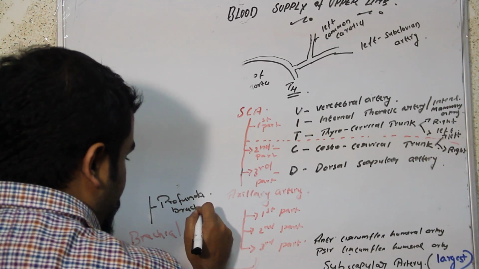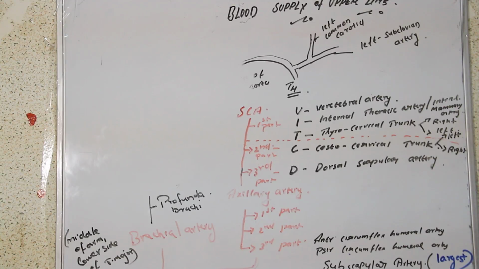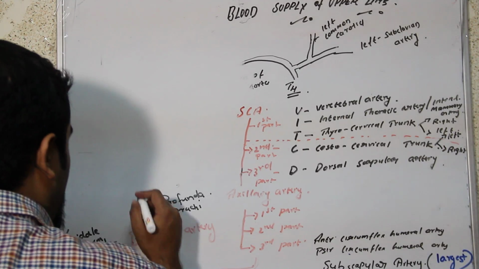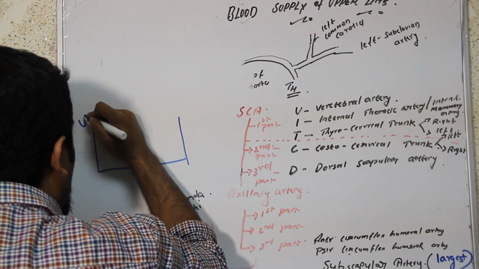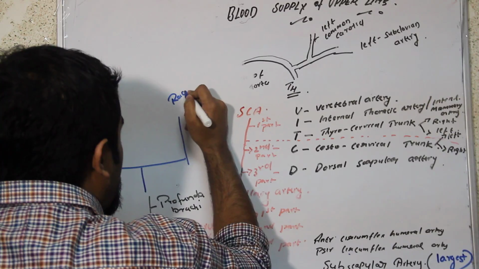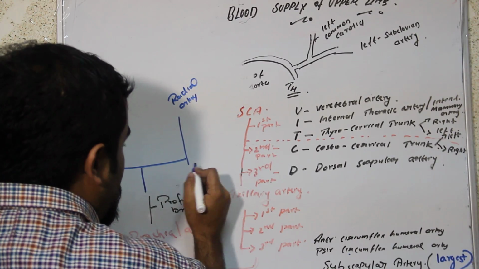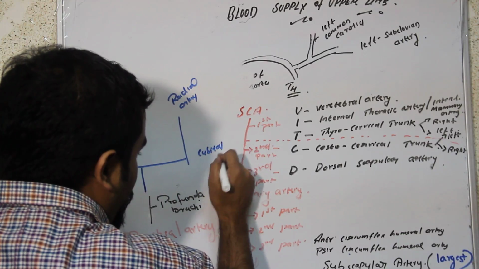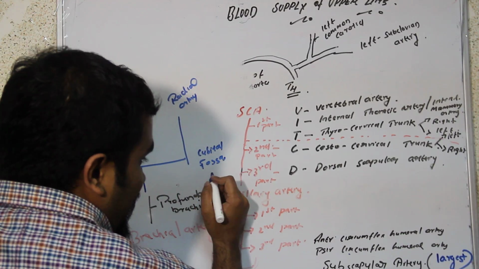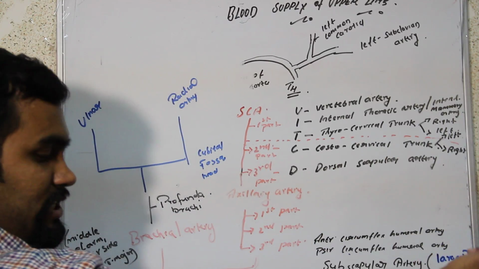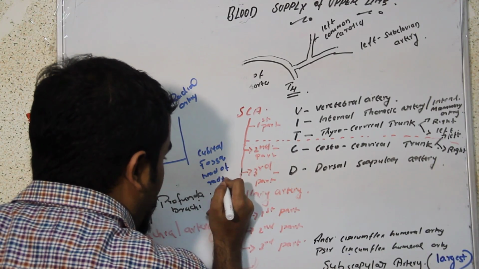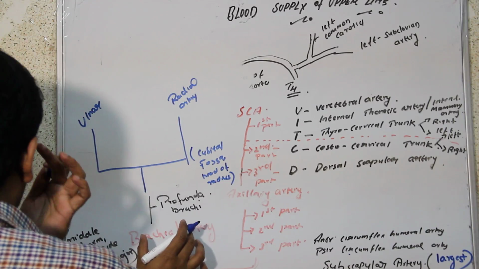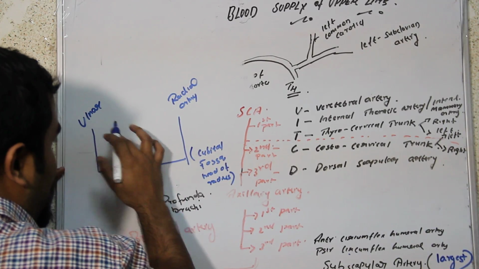Profunda brachii. Now this brachial artery will divide into the radial and ulnar artery at the cubital fossa, at the head of radius. You remember the proximal region of radius; the head is in the proximal region. This is the location where it divides in the cubital fossa. So the brachial artery will be divided into ulnar artery and radial artery.